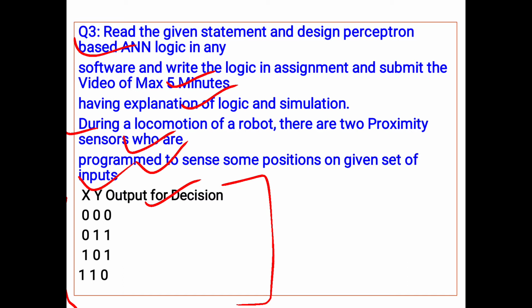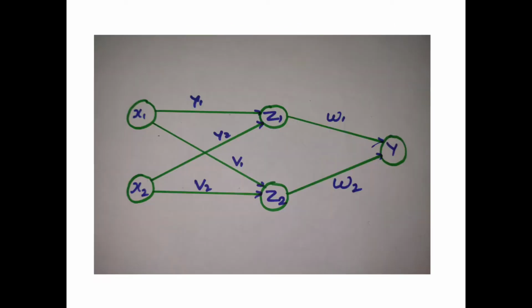If the value of input is 0 and 0, then we are going to get output 0. If input is 0 and 1, then output will be 1. For 1 and 0, output will be 1. If both inputs are 1 and 1, that means both are high, then output will be 0. So from this truth table we can conclude that this is the truth table for the XOR gate. So I am going to implement this XOR gate using the ANN logic, that is the McCulloch-Pitts model.